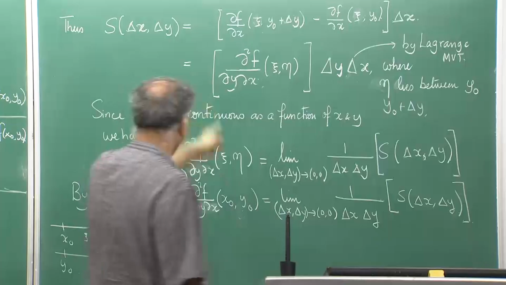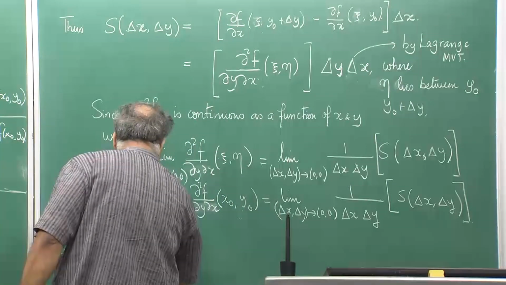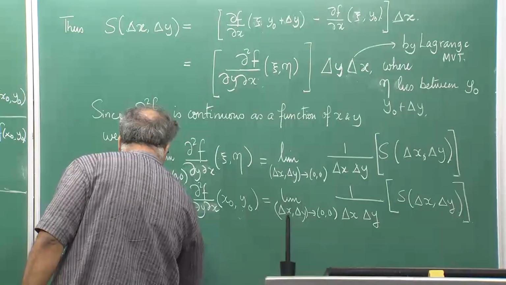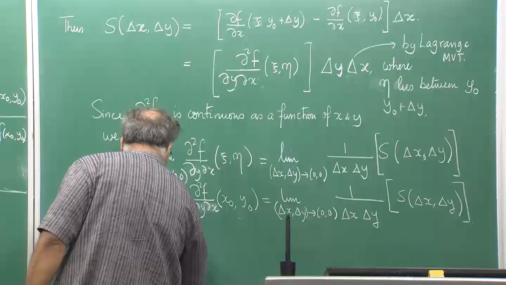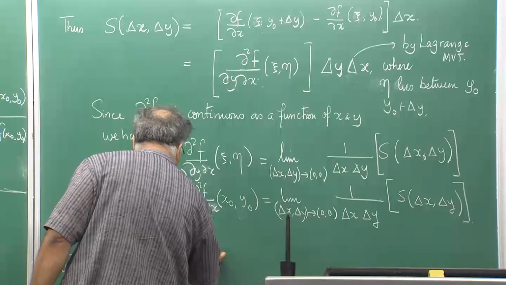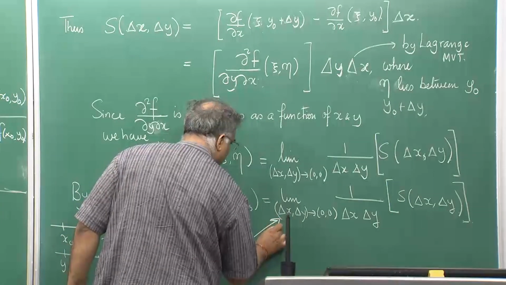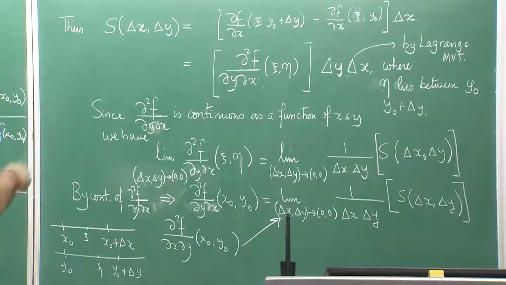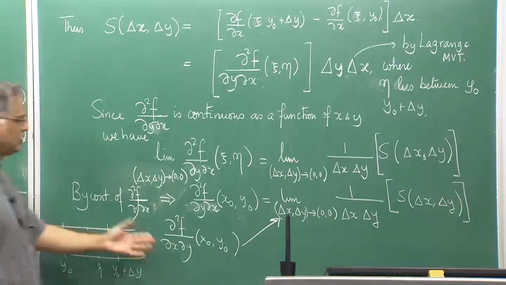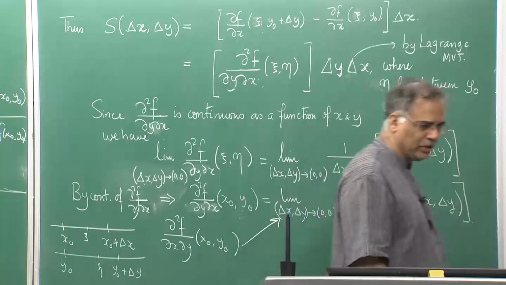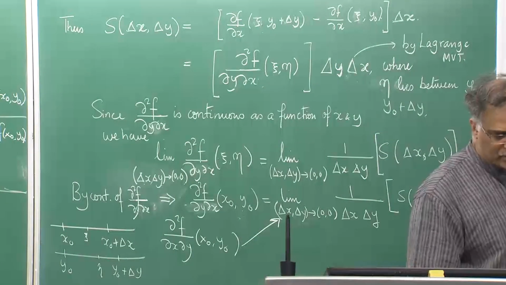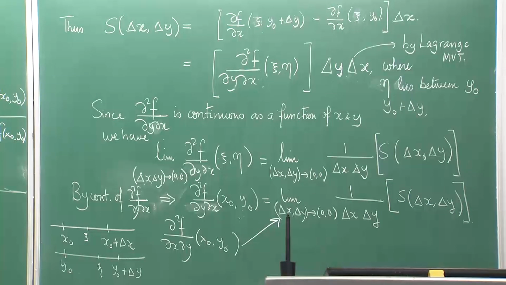You will be able to show that del 2f del x del y at x naught, y naught is exactly equal to this. It is homework for you; you can try it by the same logic. In that way these two are equal, because these two finite quantities are equal to the limit of the same limit, which has to be finite.